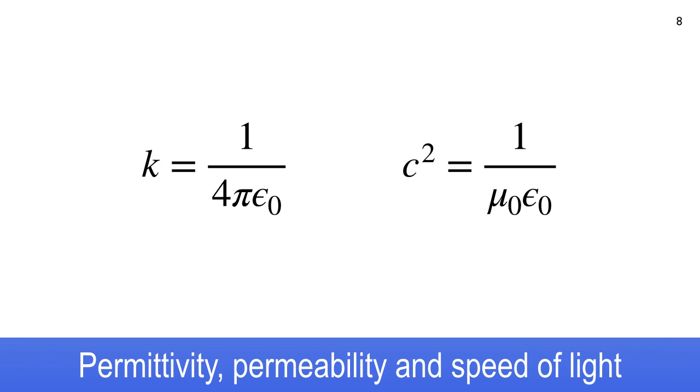In electromagnetism, some people use mu naught and epsilon naught explicitly. Other people use K, Coulomb's constant, and the speed of light. That's what we normally do in the theory of relativity. It's kind of mysterious why this is the case, but it does seem to be true: 1 over mu naught times epsilon naught is the square of the speed of light.